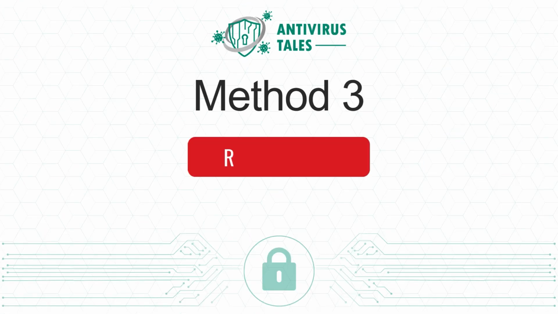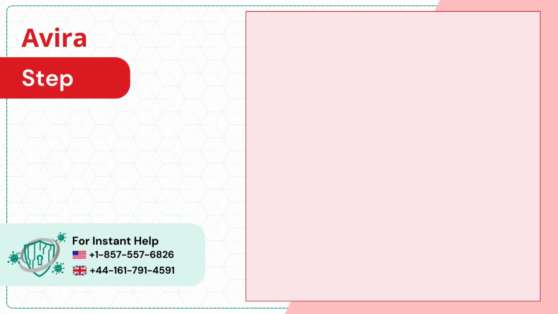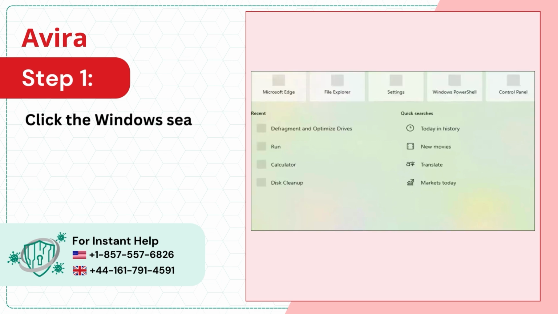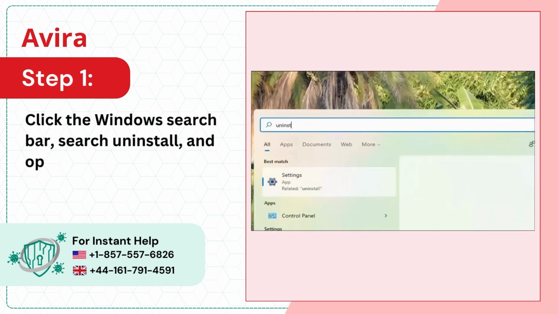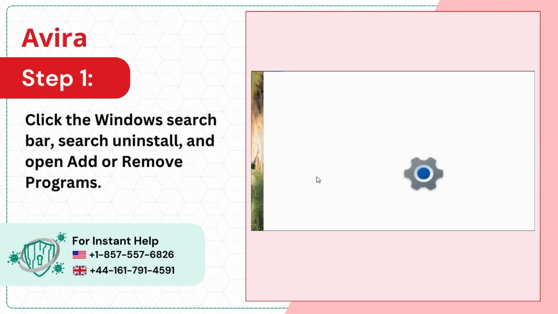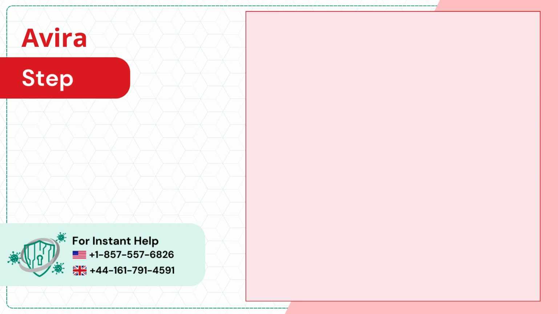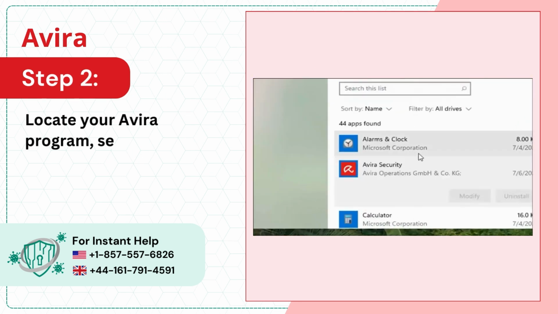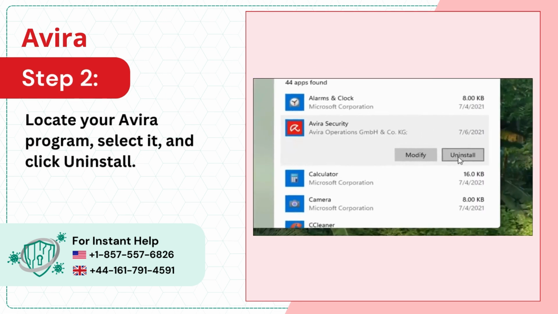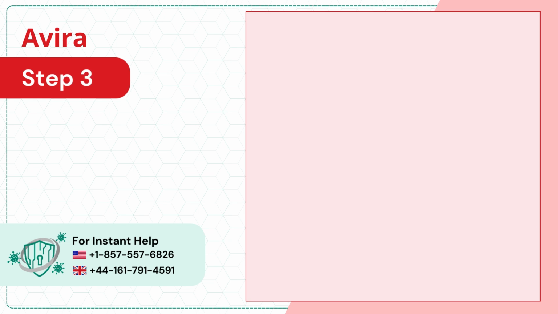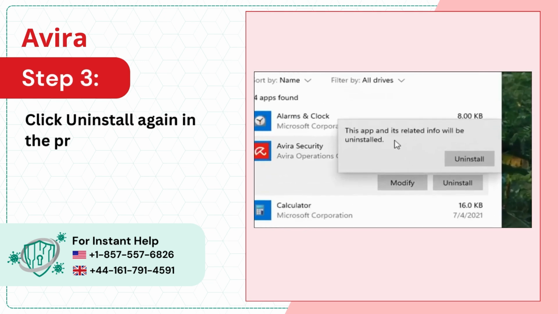Method 3. Reinstall Avira. Step 1. Click the Windows search bar, search Uninstall and open Add or Remove Programs. Step 2. Locate your Avira program, select it and click Uninstall. Step 3. Click Uninstall again in the prompt to proceed.